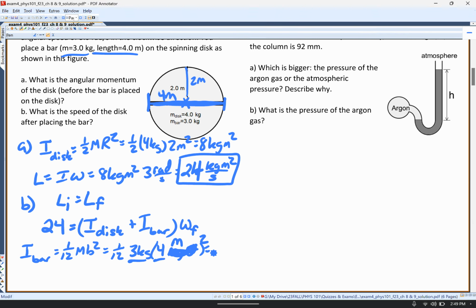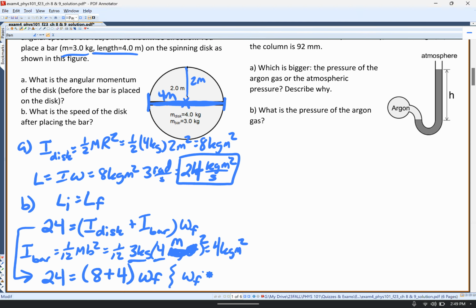1/12 of 3 times 16 squared, that's 1/12 times 48, or 4 kilogram meters squared. So coming back up here, I have 24 equals I of the disk, which we've already found to be 8, plus I of the bar, which is now 4, times omega final. When I solve that for omega final, I find that omega final is 24 over 12, or 2 revolutions per second. So that is omega F.